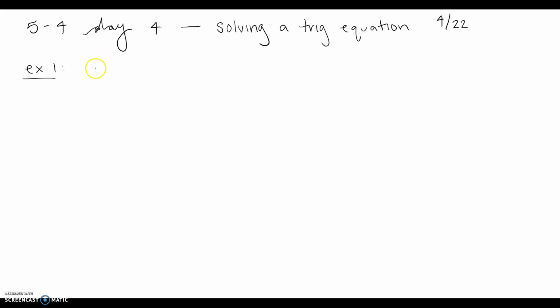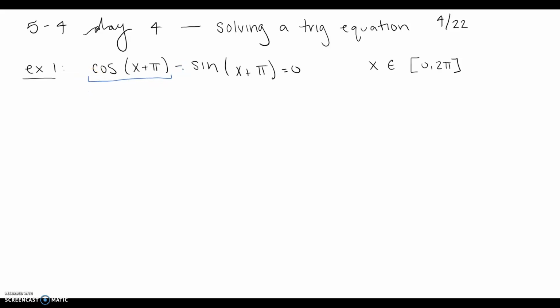So, given cosine of x plus pi minus sine of x plus pi equals 0, solve for x given that x is an element between 0 and 2 pi with hard brackets. So you're going to look at this problem and see what you can do. And when we look at the left side, we have the cosine sum identity.